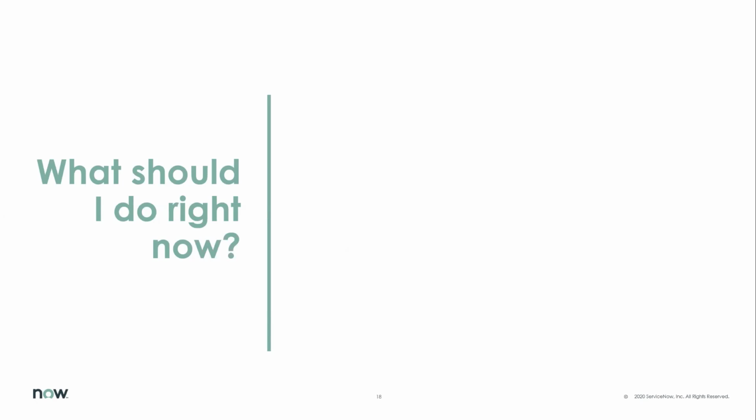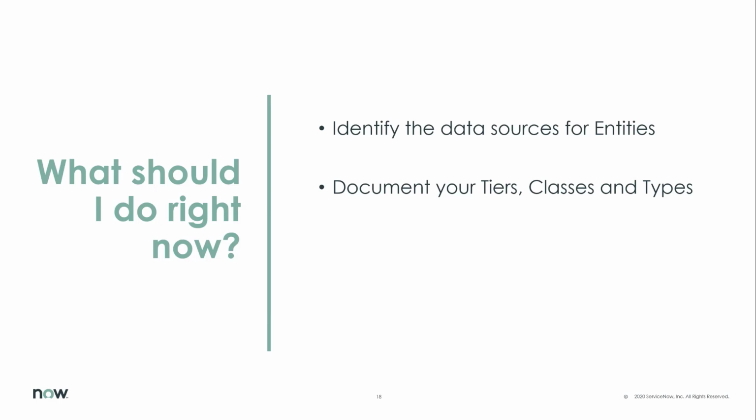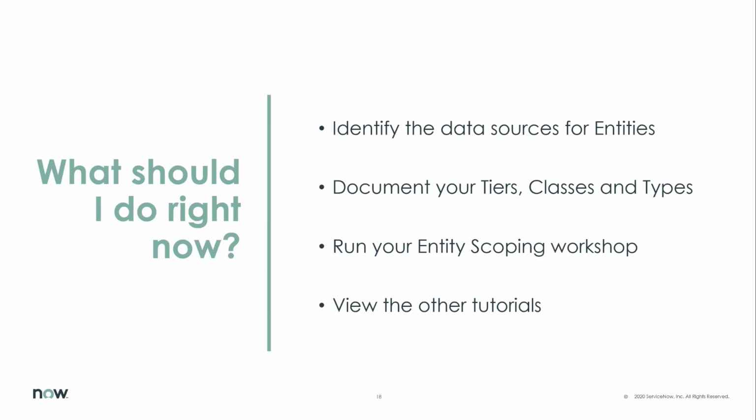So we are now at the end of our tutorial, and as we always do, let's give some advice to our audience on what they should be doing right now, very practically after they finish viewing this video. I think the very first thing to do right now, if you're getting started with GRC and planning your entity scoping workshop, is to find out how you will define your entities by looking for the data sources that will help you to do so. And the next very important step is to document your tiers, your classes, and your entity types. Yes, I agree. And from then on, you have what you need to run your entity scoping workshop. Also, you can weave in other tutorials which are available.